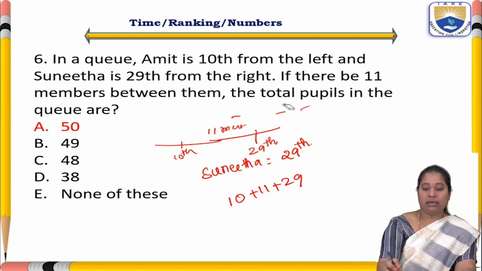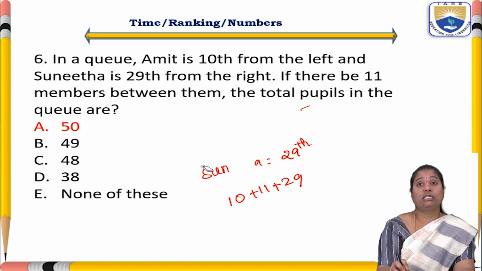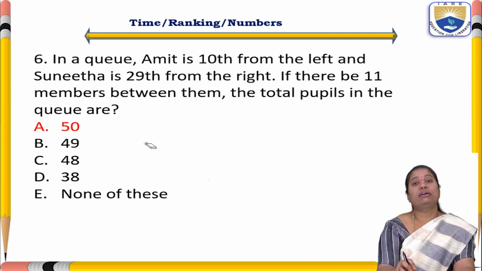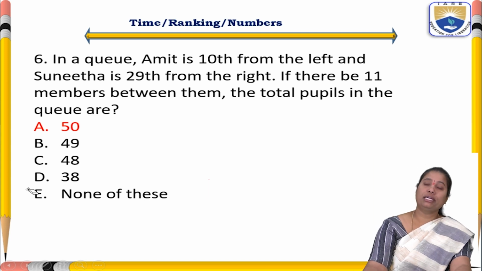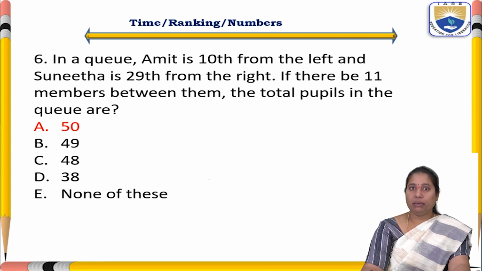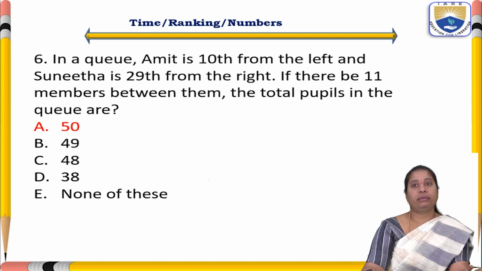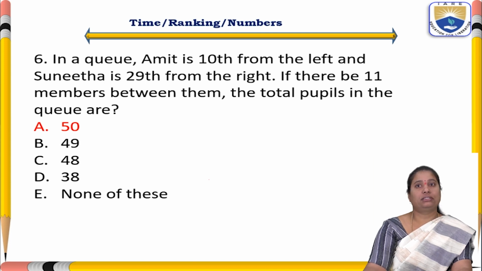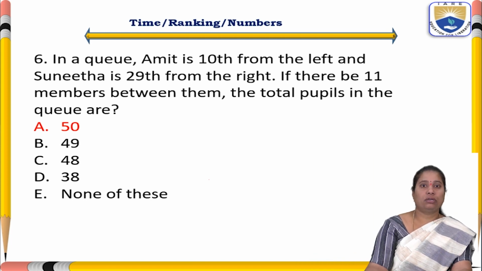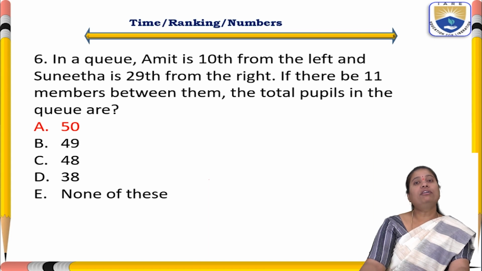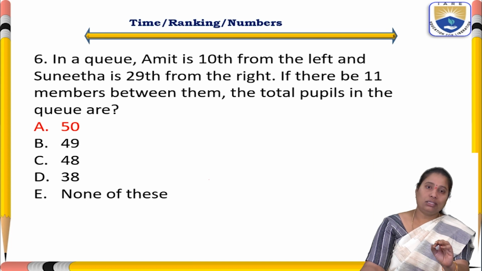So that's the way to calculate that one. Here, you may say, madam, if it is the total strength, why have you not subtracted 1? See, only if the same person's left and right positions are known can we subtract 1. Here, two different people, from two different sides, are given, and the number in between them is given, so we can just add the positions. Up to Amit 10 members, up to Sunita from the back 29 members, in between them 11 members. The total strength will be 50. Those who understand this question, then it is okay.